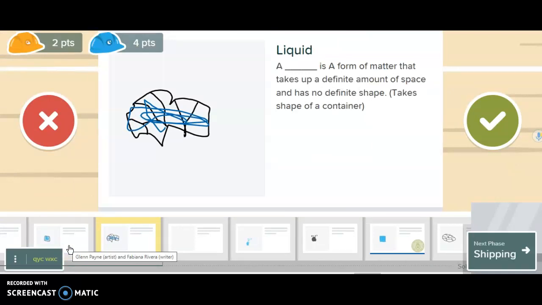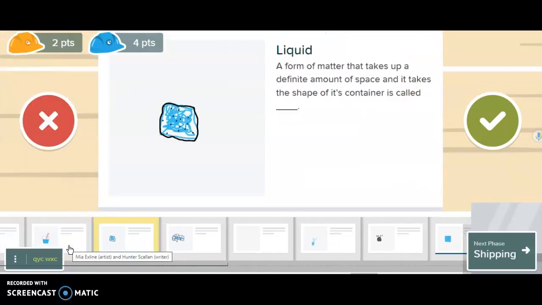The definition is perfect. We're going to see if we find a better picture. Who did this one? Nothing wrong with that. Let's see if we have something a little bit different. A form of matter that takes up a definite amount of space. It takes the shape of its container. Who did this one? Okay, not wrong.